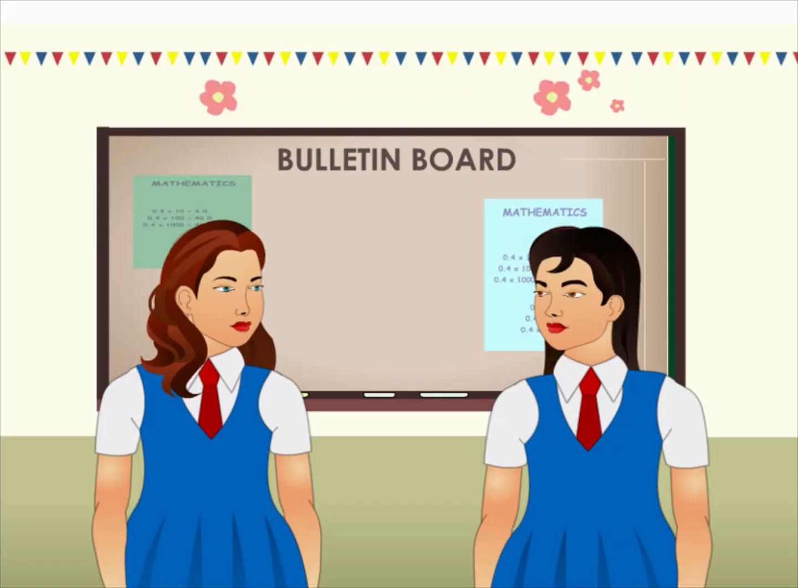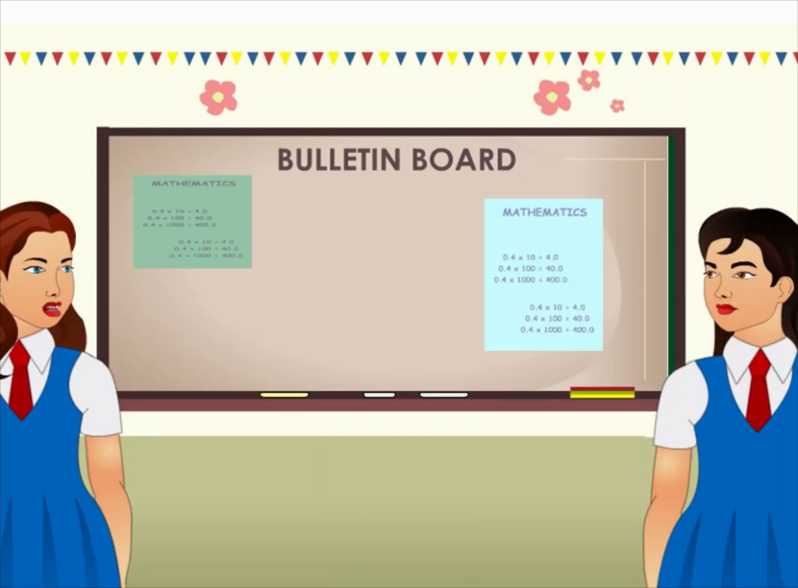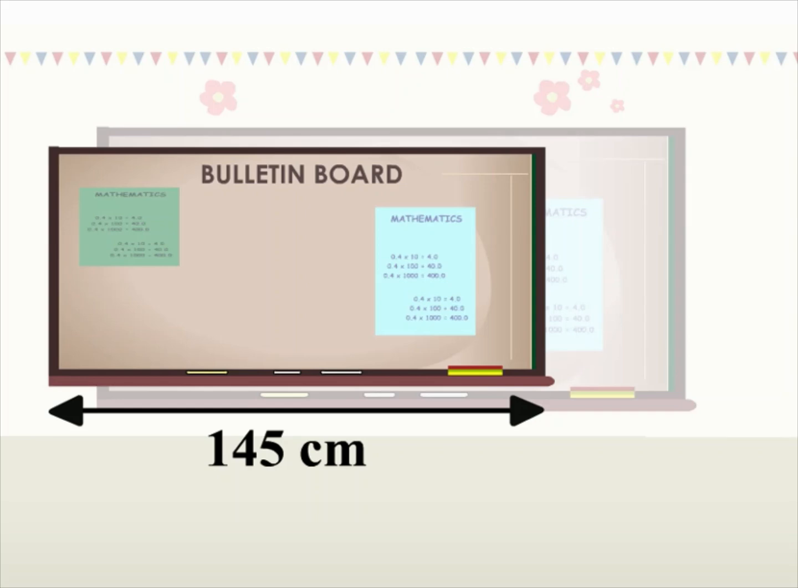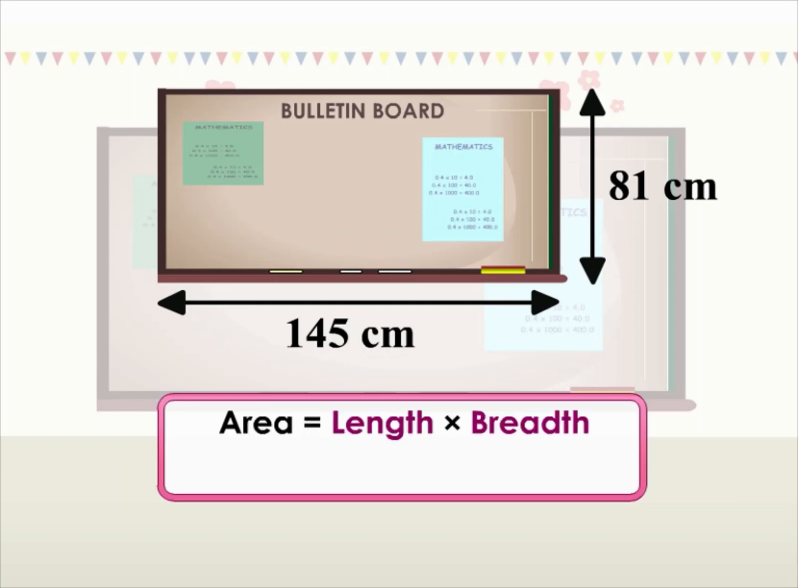Danny and Rohan are continuing their project work by recording the area and perimeter of their school bulletin board. Let's measure the length and the breadth of the bulletin board. The length is 145 centimeters and the breadth is 81 centimeters. The area would be the length times the breadth. So, 145 centimeters times 81 centimeters is 11,745 square centimeters.